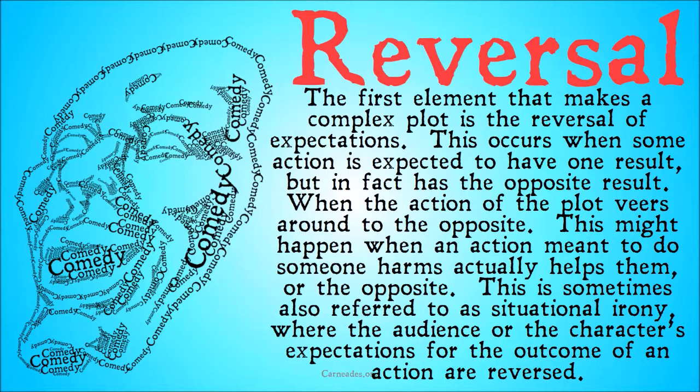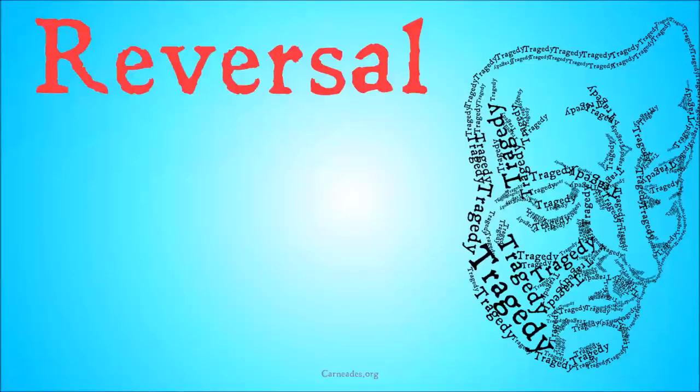Now, the first element that makes a complex plot is the reversal of expectations. This occurs when some action is expected to have one result, but in fact has the opposite result. When the action of the plot veers around to the opposite, as Aristotle says. This might happen when an action meant to do someone harm actually helps them, or the opposite. This is sometimes also referred to as situational irony, where the audience's or the character's expectations for the outcome of an action are reversed. You expect to do one thing, but you in fact do the opposite.